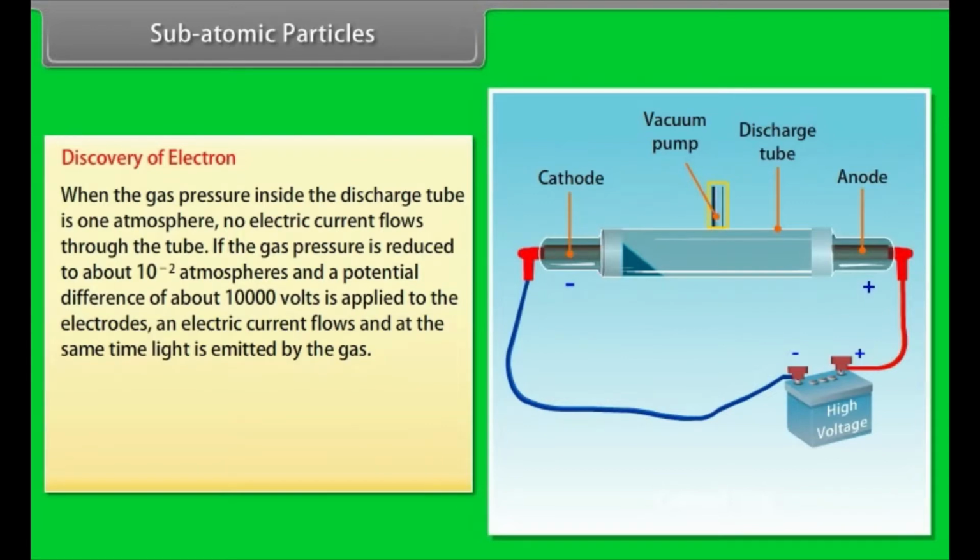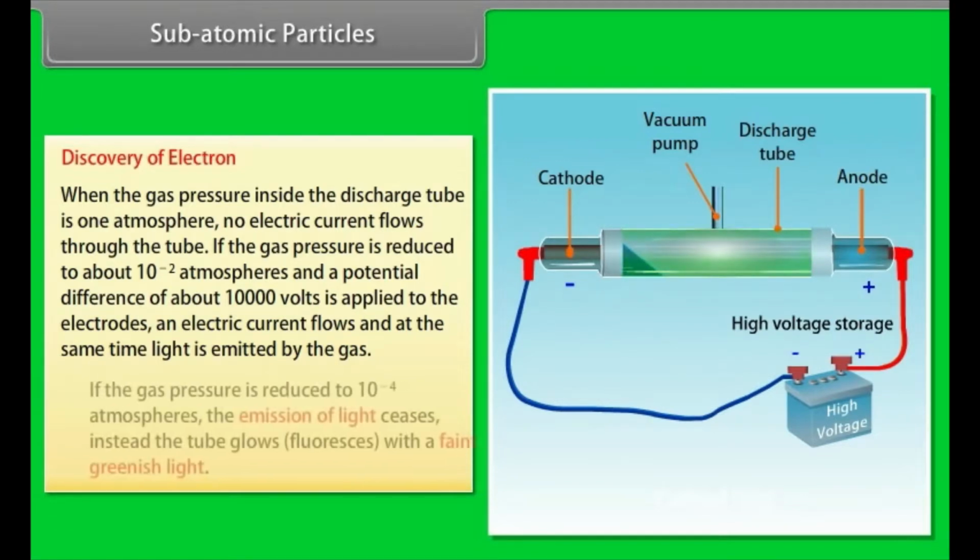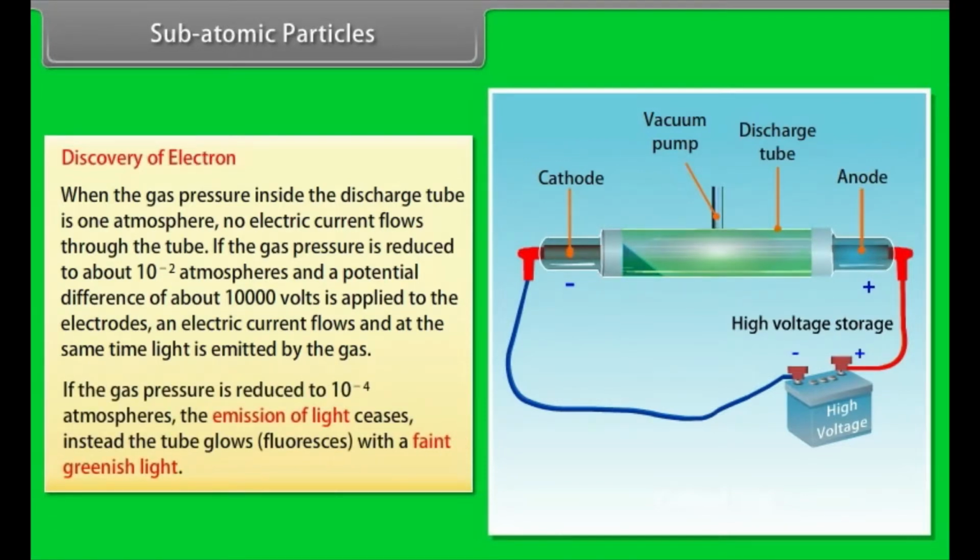If the gas pressure is reduced to about 10^-2 atmospheres and a potential difference of about 10,000 volts is applied to the electrodes, an electric current flows and at the same time light is emitted by the gas. If the gas pressure is reduced to 10^-4 atmospheres, the emission of light ceases. Instead, the tube glows, fluorescence with a faint greenish light.